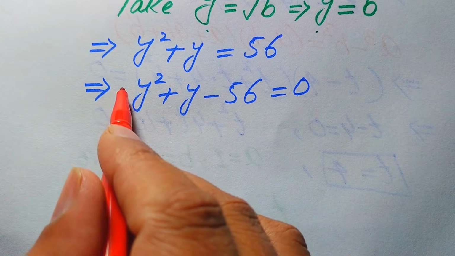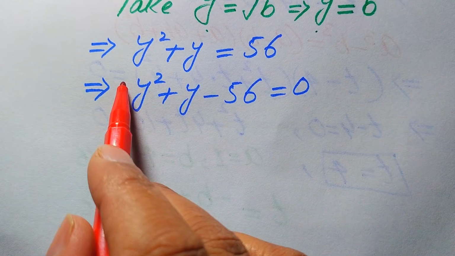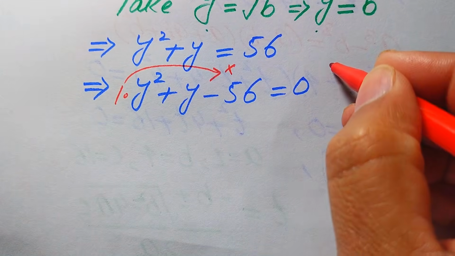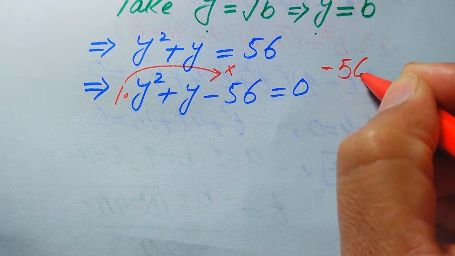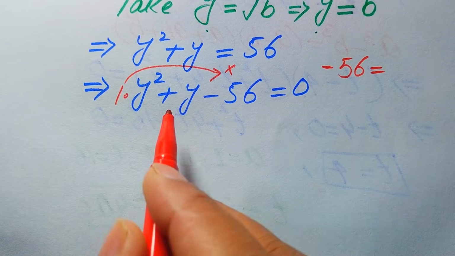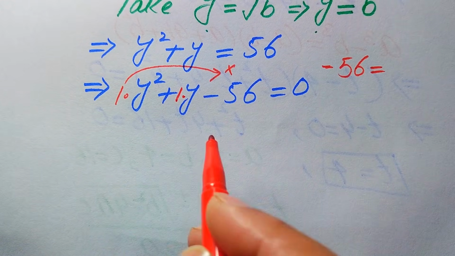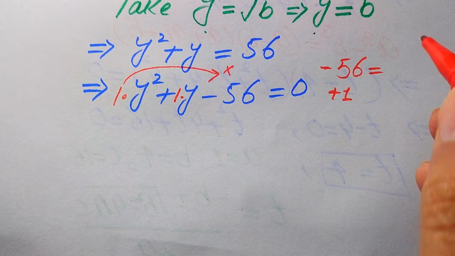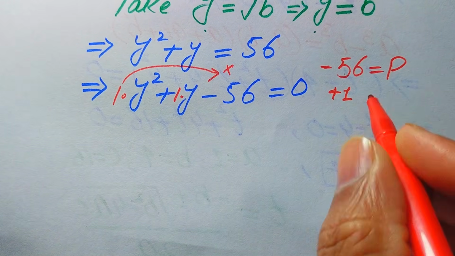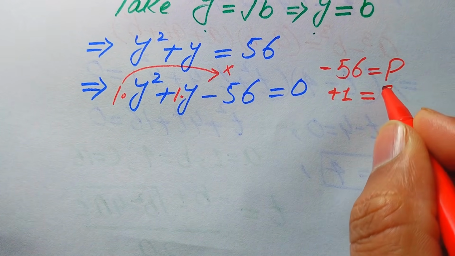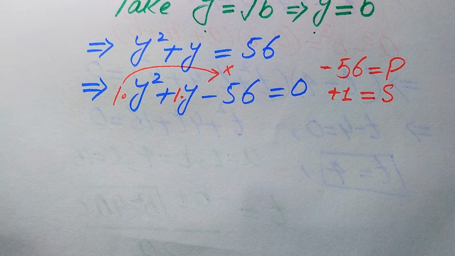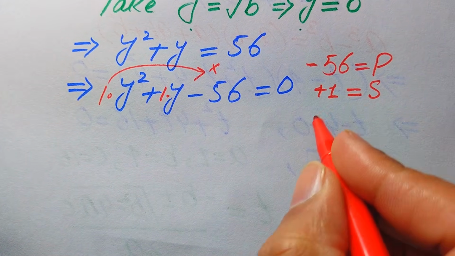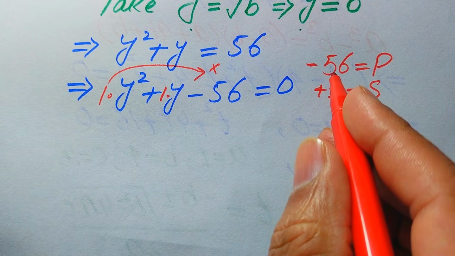For the middle term, you see here the coefficient of this term is 1, and when we multiply 1 with minus 56 it becomes minus 56, and the coefficient of this term is 1, so here we write plus 1. So here we need any two numbers whose product is minus 56 and whose sum is plus 1. So we need to find those numbers. Here we have some possibilities.